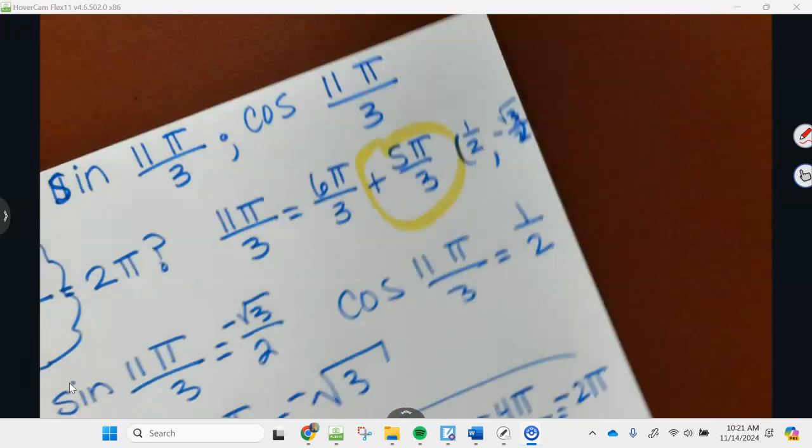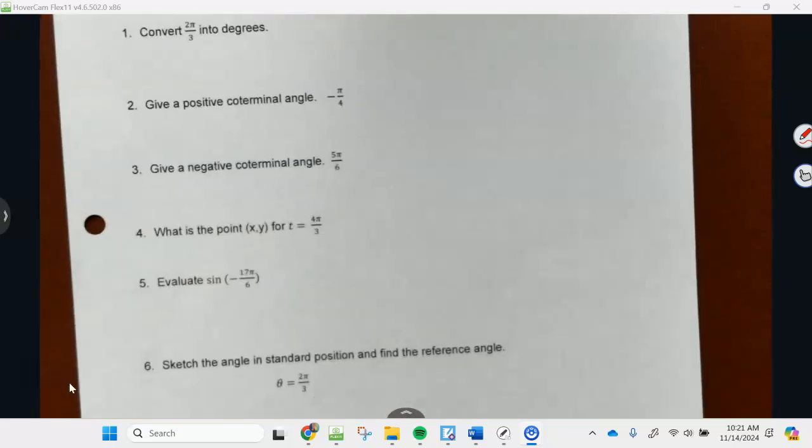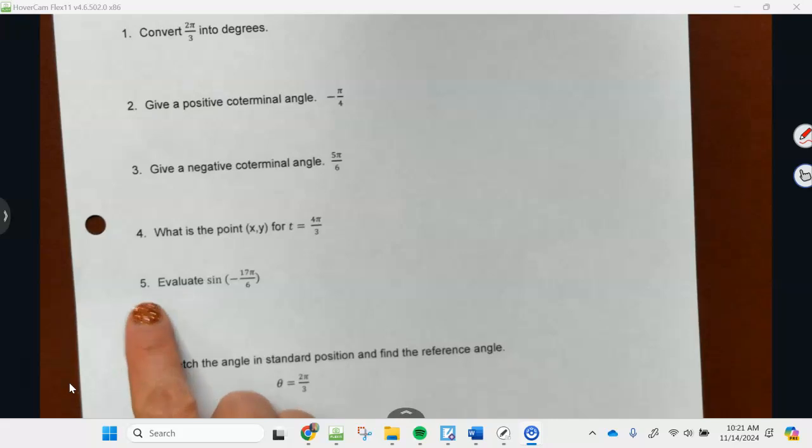Okay. Will you please go to the back of the first page because it has problems printed on it. And will you please try to do, which one? Oh, number 5. Please do number 5. Please try number 5. Remember, it's negative. You have to back up. You have to go way far. Please try number 5.